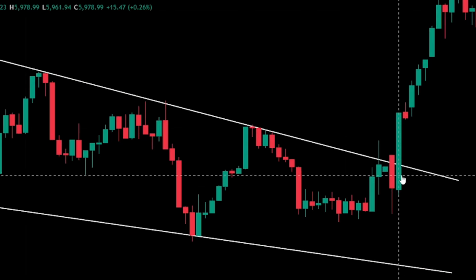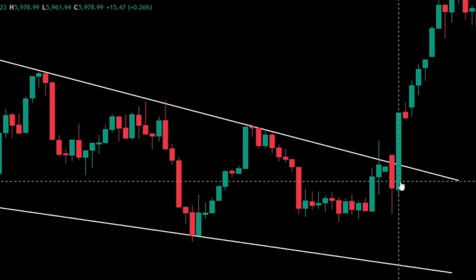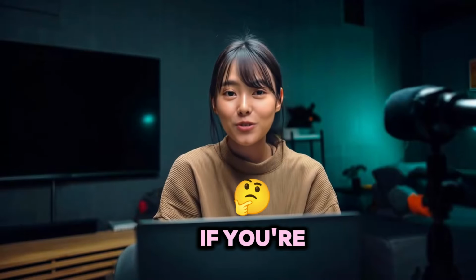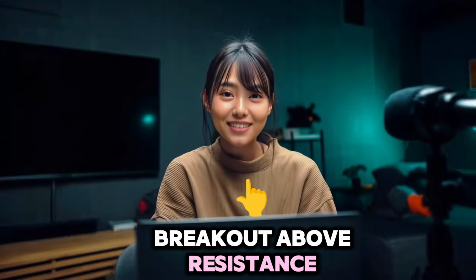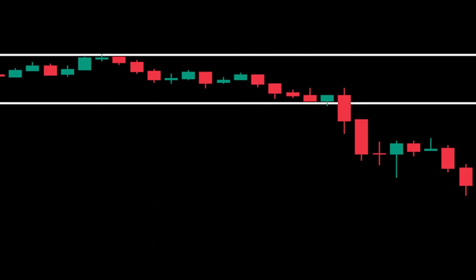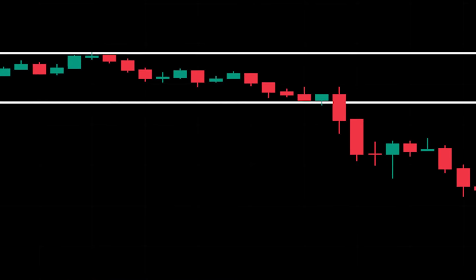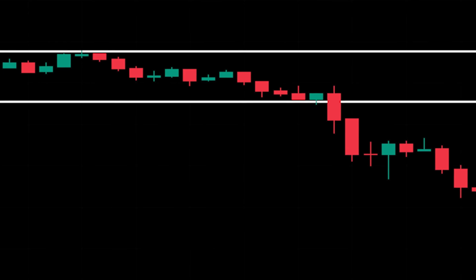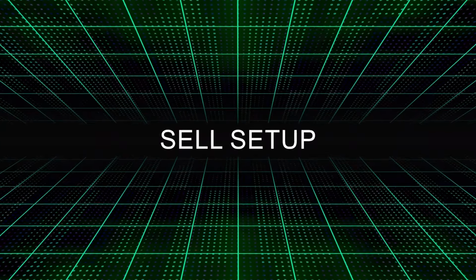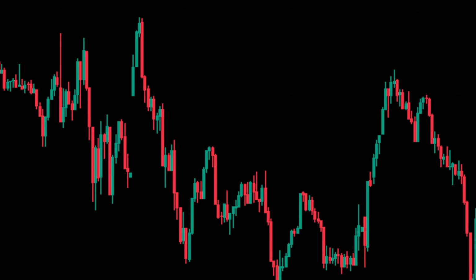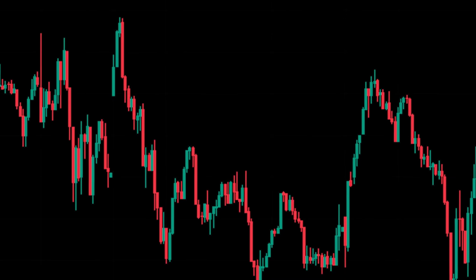Once the retest is complete and you see a confirmation candle, place your entry just above the high of the confirmation candle if you're trading a breakout above resistance, a buy setup. Or just below the low of the confirmation candle if you're trading a breakdown below support, a sell setup. That way, you only enter if price actually continues in your direction. No blind date surprises here.